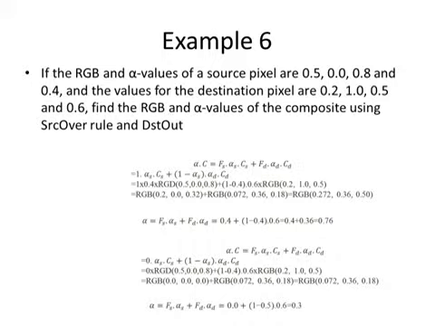Then if we want to calculate alpha for the source over, we substitute FS with 1 and FD with 1 minus 0.4, and we calculate the alpha equivalence, which is 0.76. For the destination out, we can also calculate FS, which should be 0, and FD should be 1 minus alpha S, and we apply the same calculation to obtain the color and the alpha value.